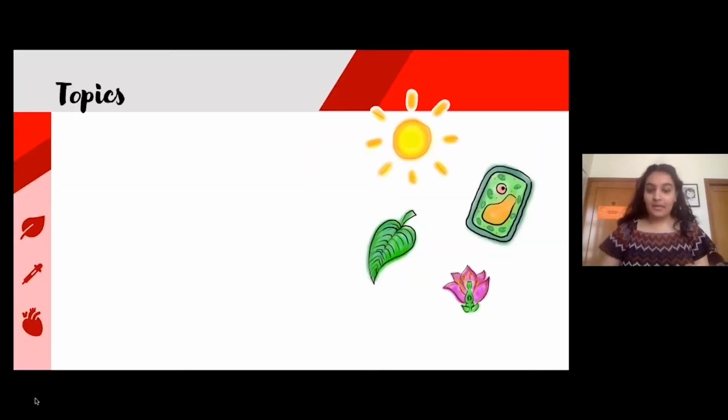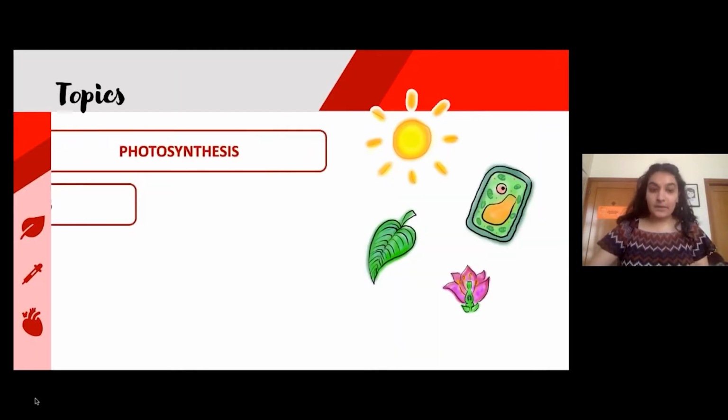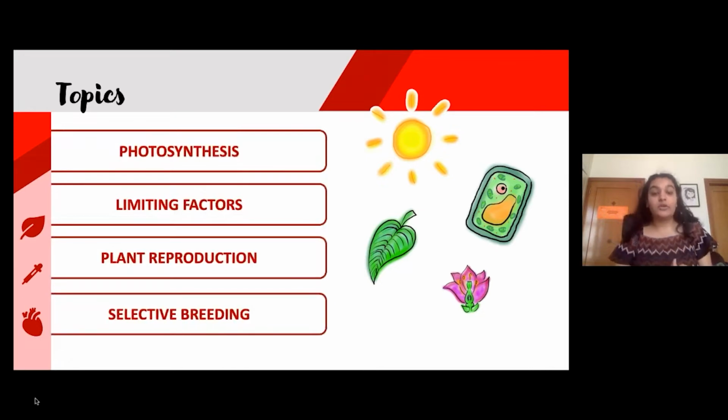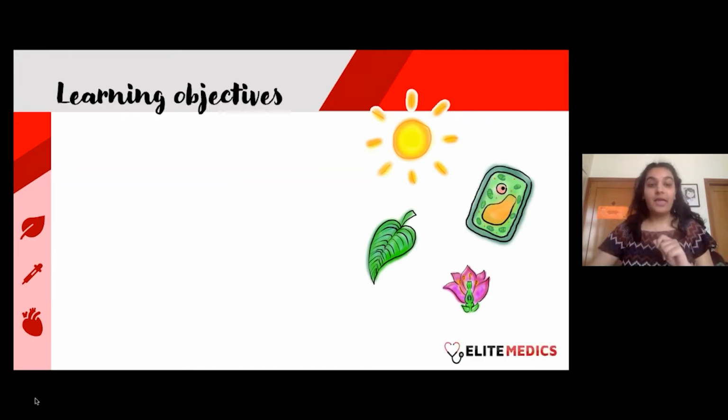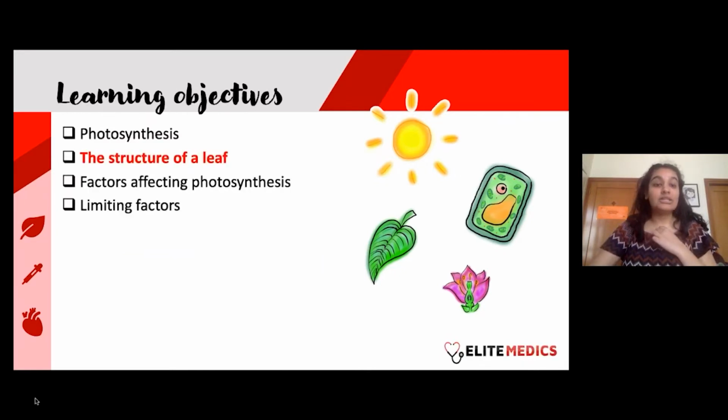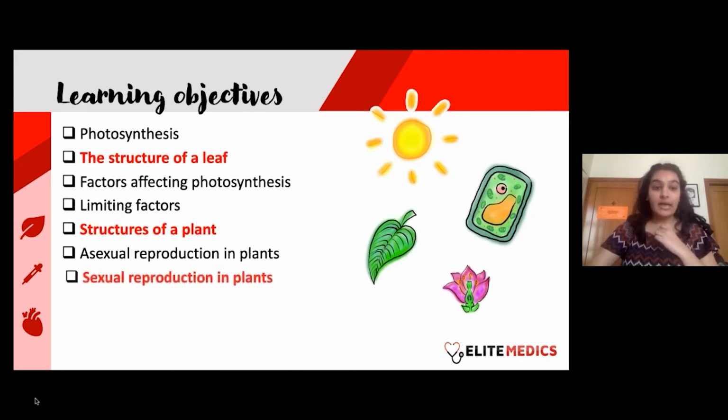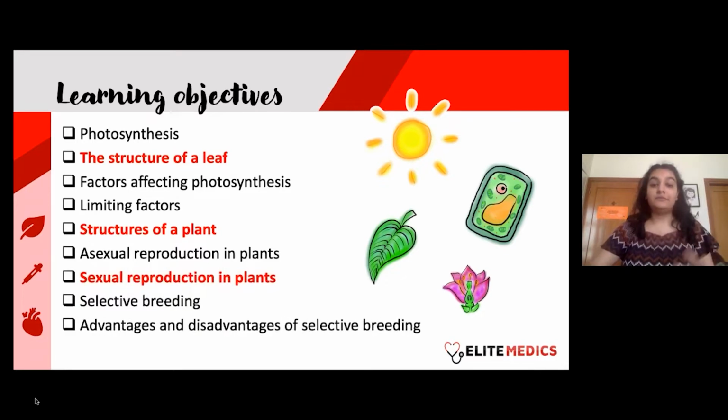Great. So these are the big topics that we will be going through. As you can see, there's 4 main ones, but I'm going to focus a bit more on photosynthesis and plant reproduction. But as you know, we'll be going through everything a bit, just not so much depth on every single topic. And here are the learning objectives for today, and the ones in red are the ones that I'm focusing more on, because I just think they're a bit more unfamiliar to most people at least. So it would definitely help to know those a bit more.